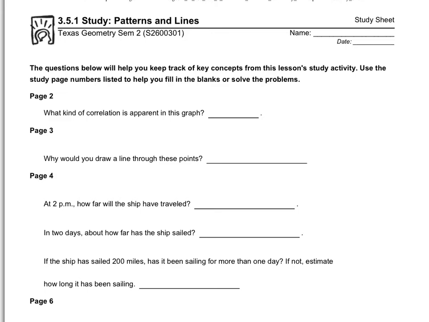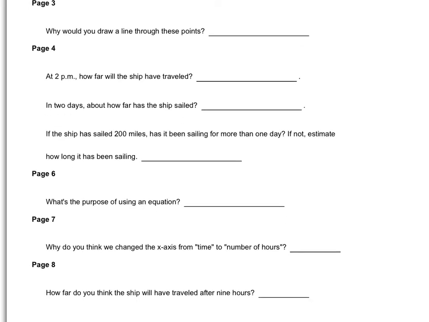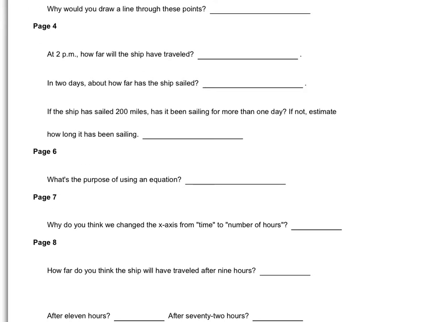So for 3.5, we're discussing patterns and lines, and there's only one thing on this page we're going to fill out, and it's page 6, where it says, what's the purpose of using an equation? Well, the purpose of using an equation is to help you find answers. So this whole problem on this page has been talking about how far a ship has traveled. Well, if you know how fast it's going and you want to know how far it's gone after 14 hours, you don't want to have to manually figure that out by adding over and over and over again. So you can utilize an equation to help you.